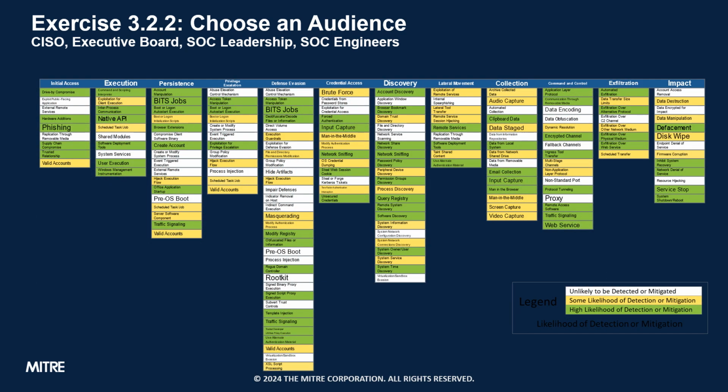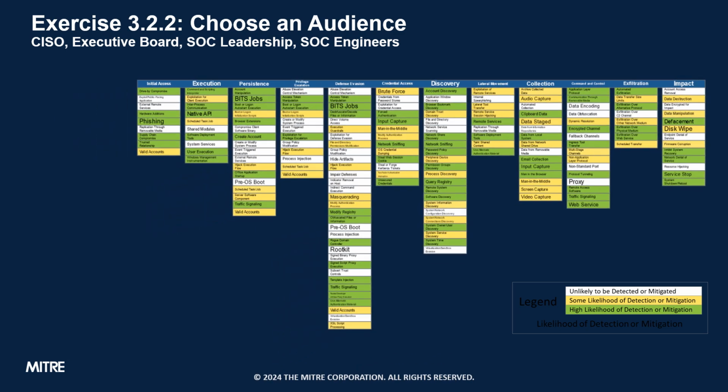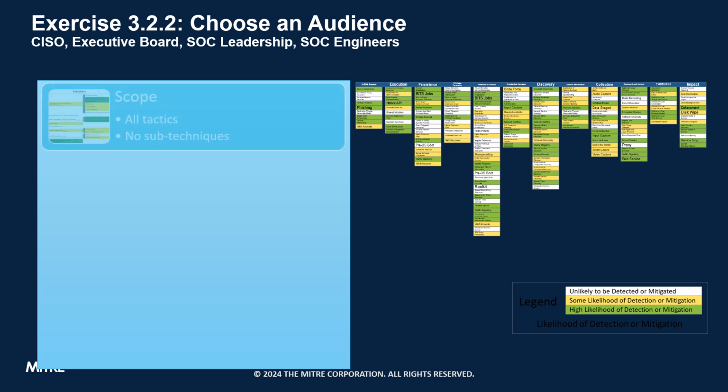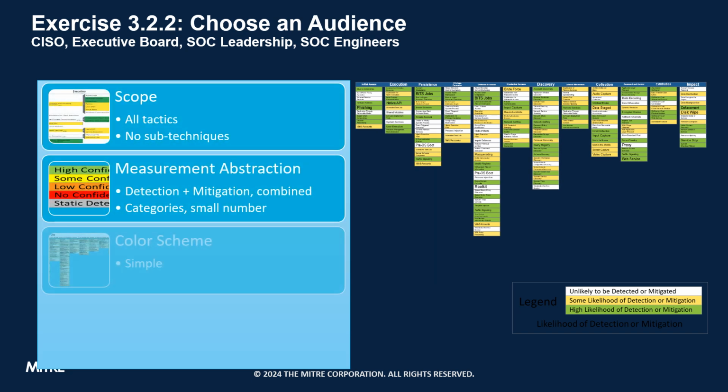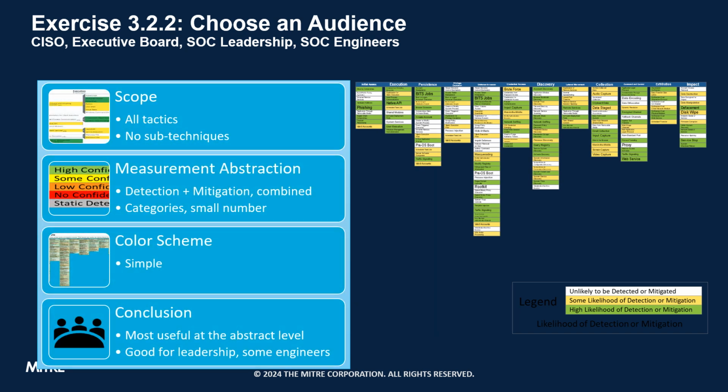Here's another heat map. Same exercise, try to choose an audience, pause the video, and then we'll walk through a solution. Okay, let's now analyze this one a little bit in more detail. Here, we use the three key ingredients. From a scoping perspective, we have all tactics, no sub techniques. Measurement abstraction, this has a small number of categories.